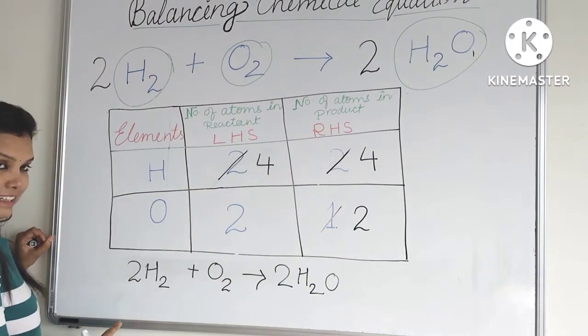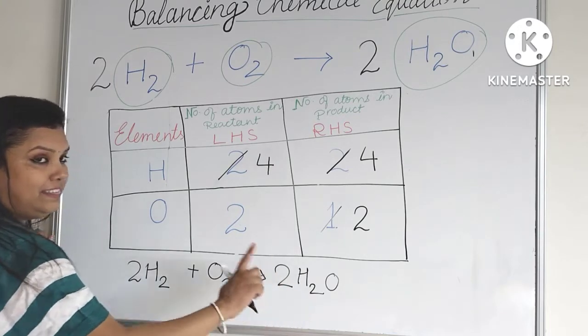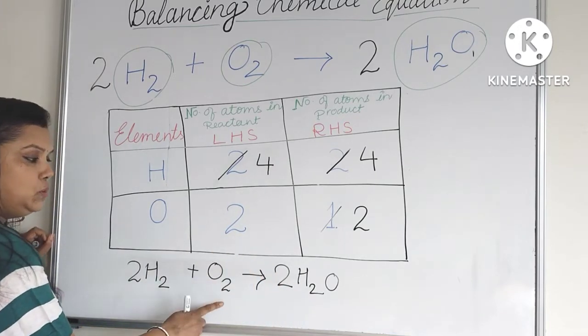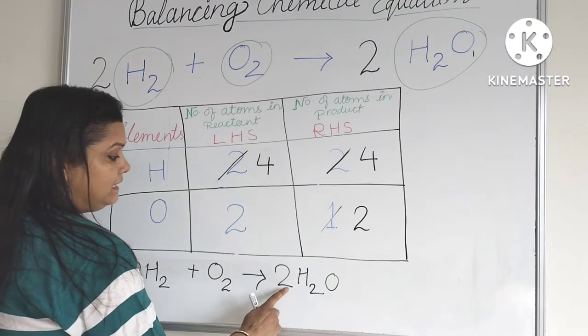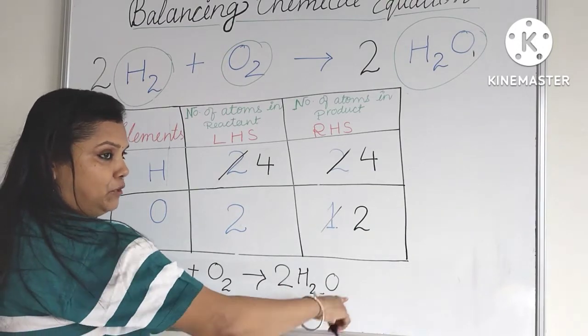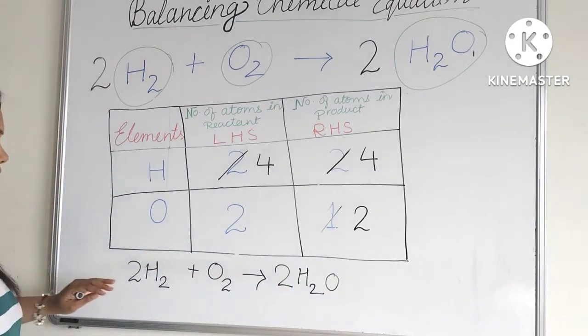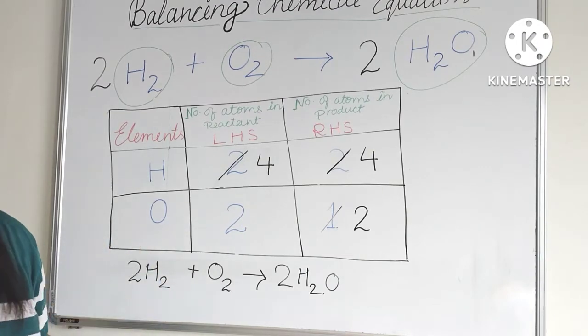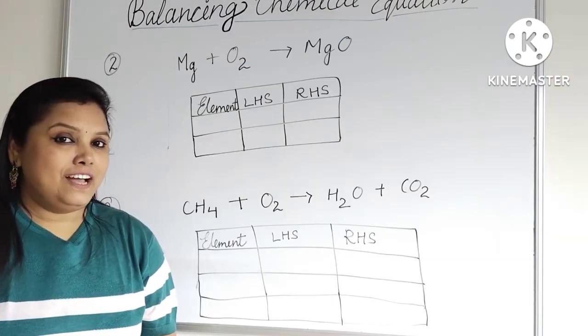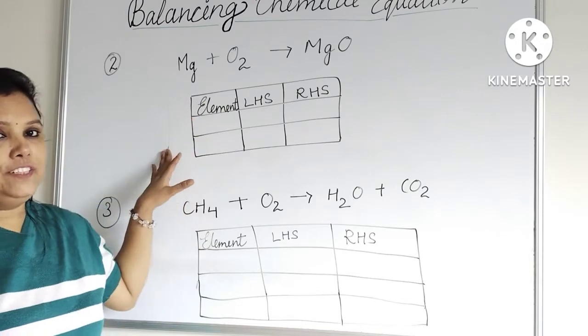Hydrogen 4 in the reactant side, hydrogen 4 in the product side, oxygen 2 in the reactant side, and the number of atoms of oxygen in the product side is also 2. So this is our balanced chemical equation. Now we will try to balance some more equations.